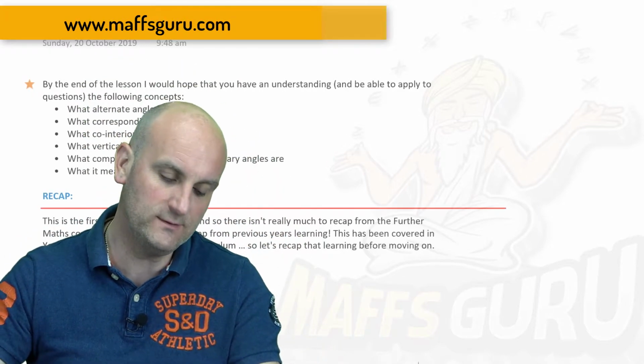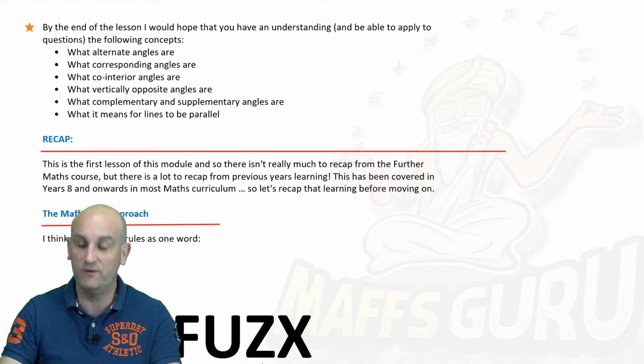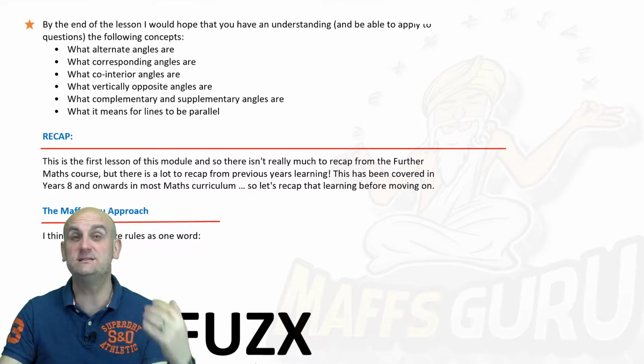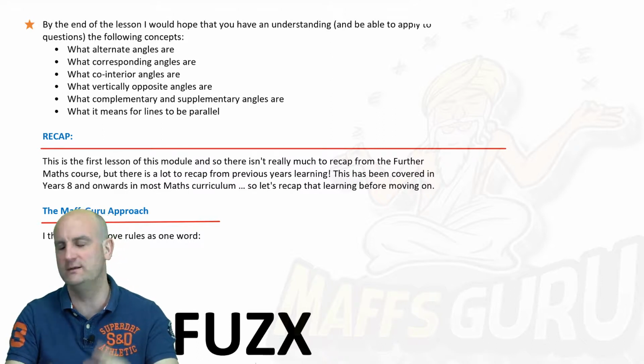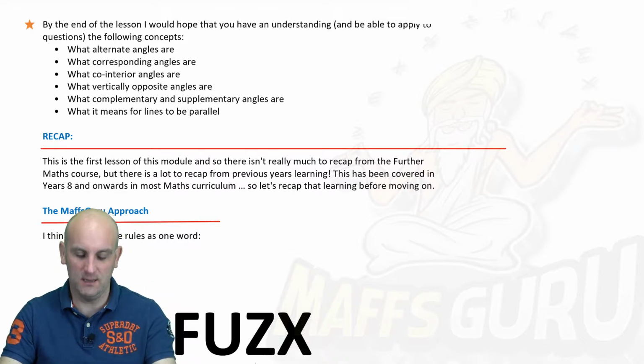Now, as I tend to do, I always start with what I'd like you to be able to achieve by the end of this lesson. And as this is a review, I'm very much hoping you'll find out what alternate angles are, corresponding angles, co-interior, and all the things that are listed above me.